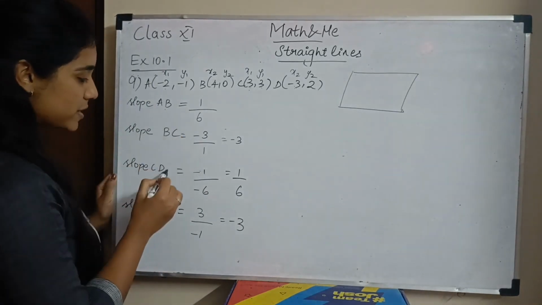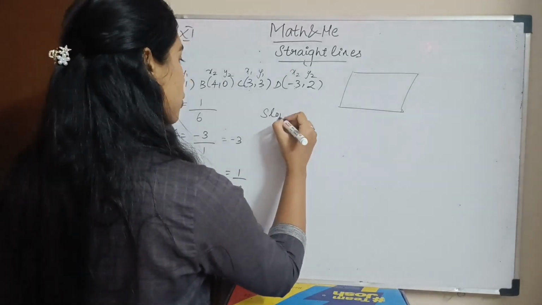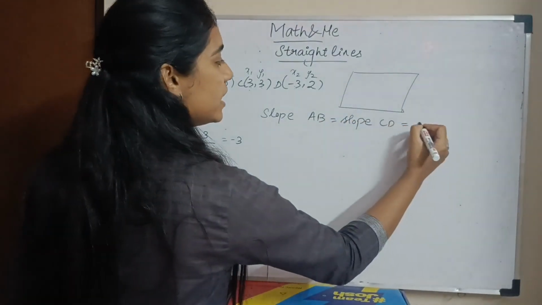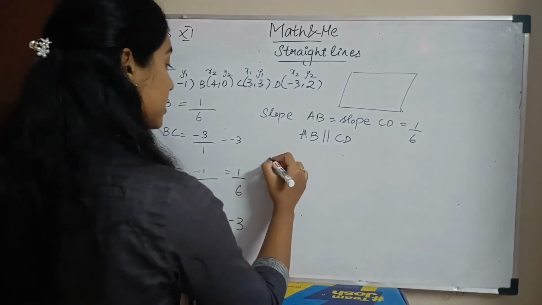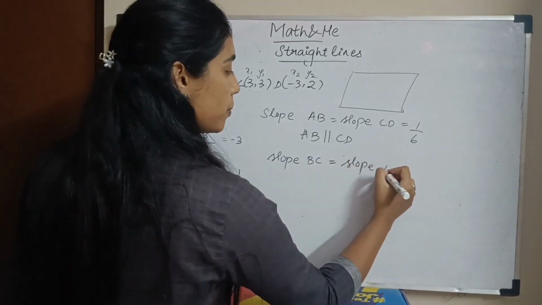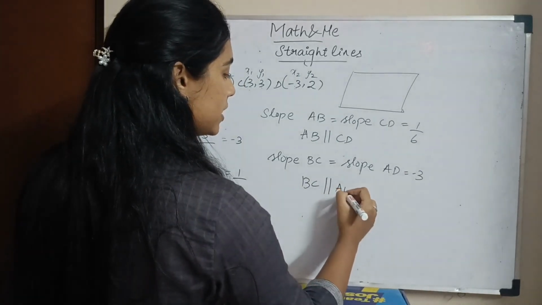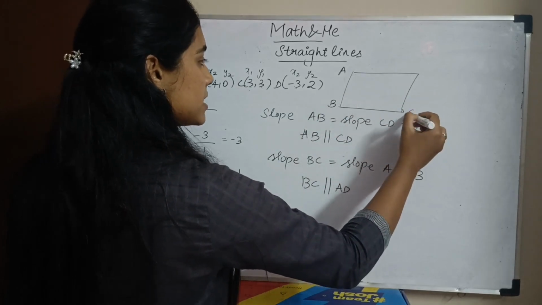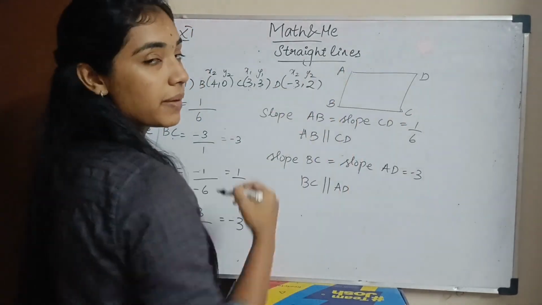So what do you infer from here? Slope of AB equals slope of CD. Slope of BC equals slope of AD. Slope AB equals slope CD equals 1 by 6, which means AB is parallel to CD. Similarly, slope BC equals slope AD, which is equal to minus 3, which means BC is parallel to AD. So what do we have? AB is parallel to CD and BC is parallel to AD. So these are the vertices of a parallelogram. Okay.